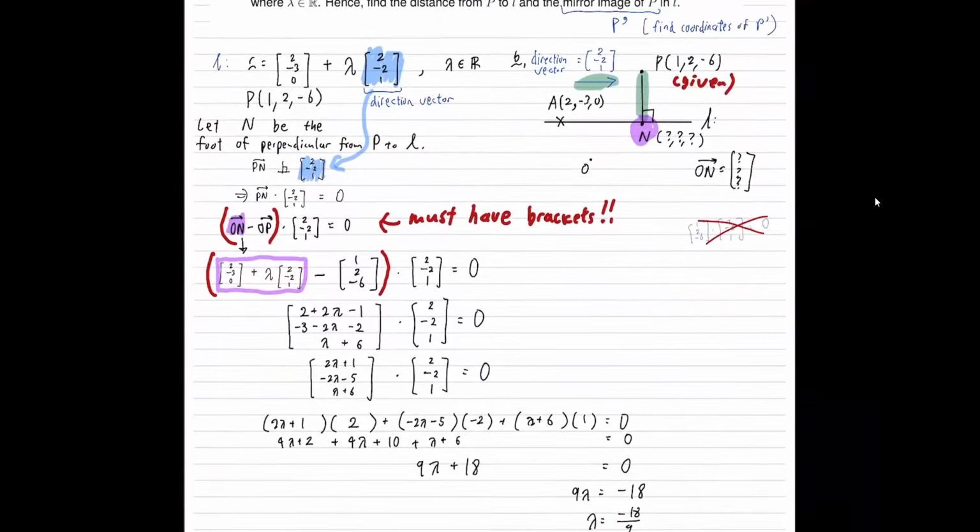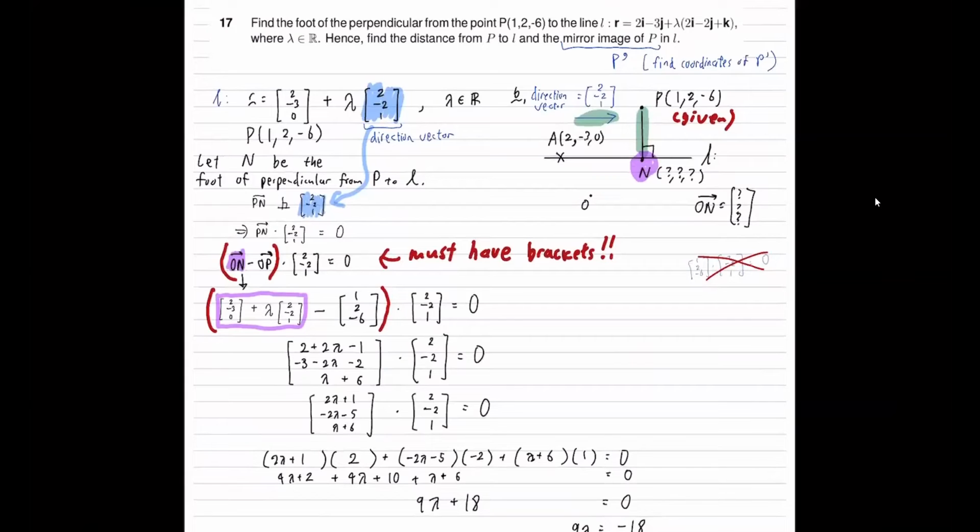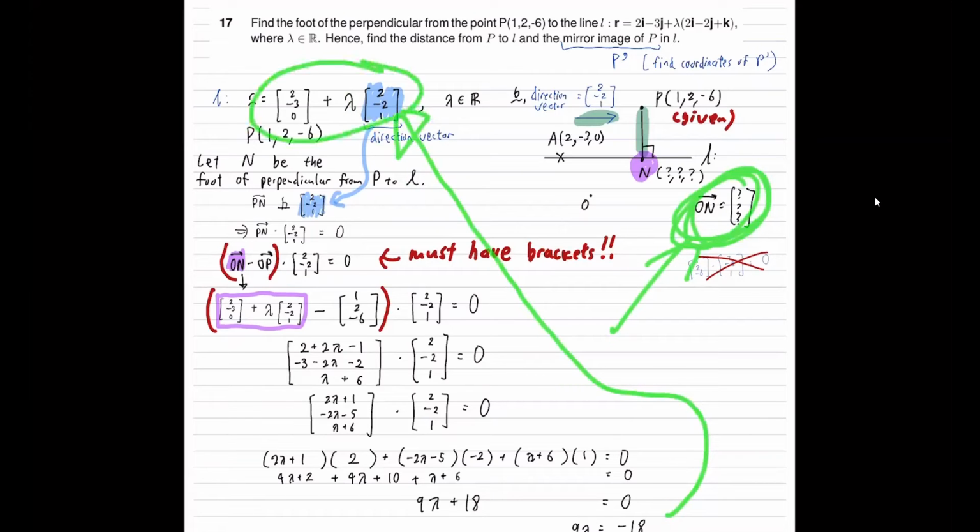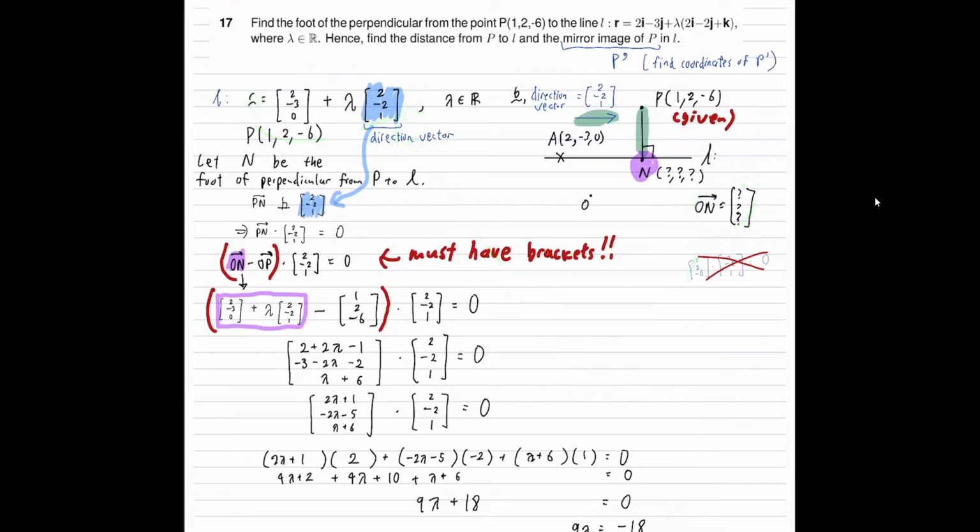Then what's the goal of the question? Find the foot. Find coordinates of N. Sorry, can you tell me again what's the goal? Find the foot, which is coordinates of N, so can start back into the line. Correct. Yes, sub back into the line here. So to find this ON vector, all you need to do is to take your lambda, substitute back into this equation, then your R will be your ON. So that's what I'm going to do.